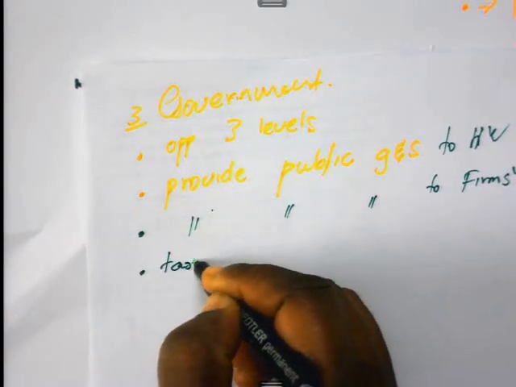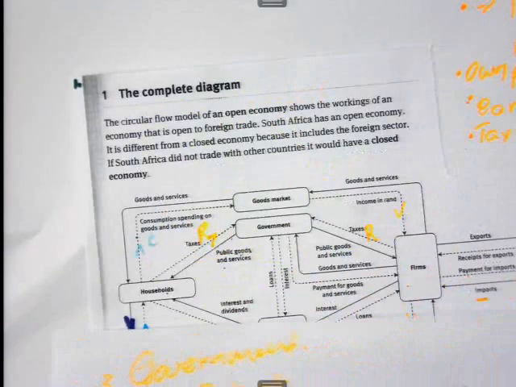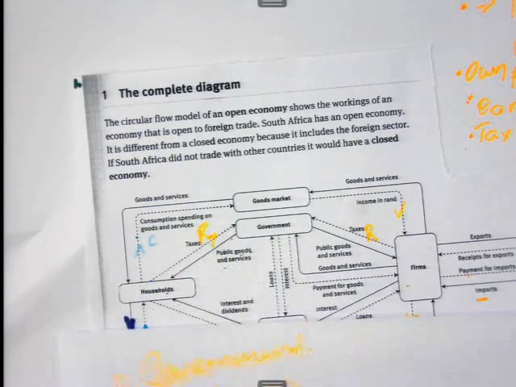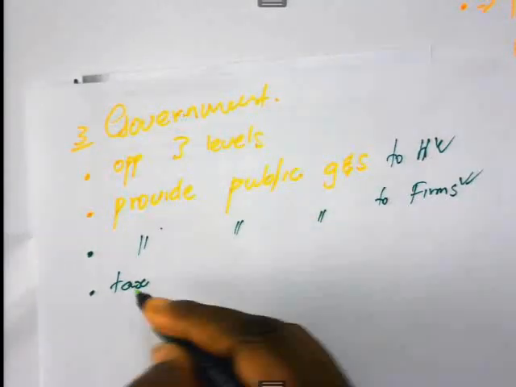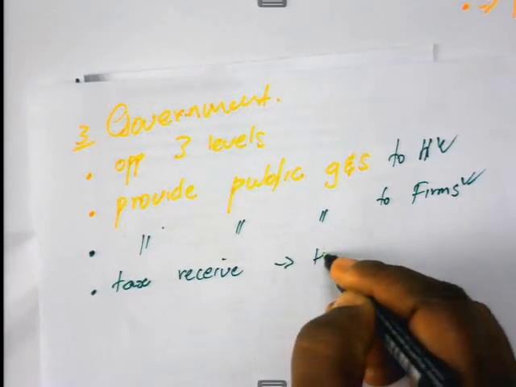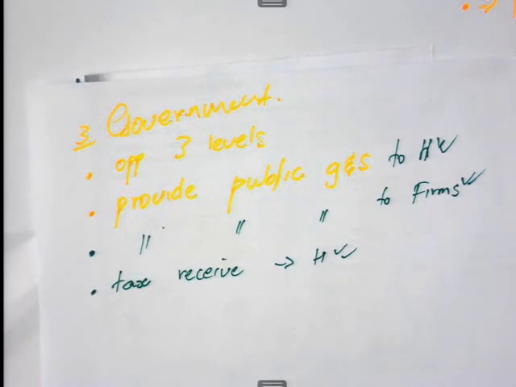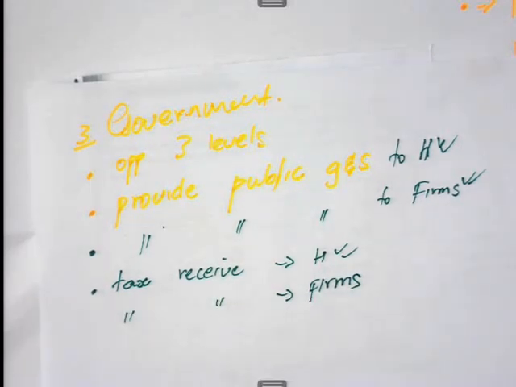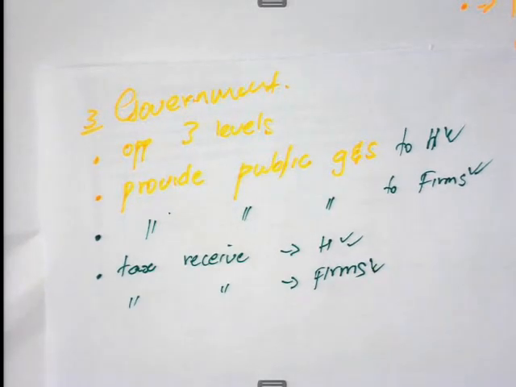Let's go to tax now. There's a flow about tax from participant firm as well as participant household. So you also have to be specific. The government receives tax from household. It's 2 marks again. You repeat the same sentence, but now you must talk about a different participant, which are the firms. The government receives tax from the firms. Then you score another 2 marks. If you check under this subheading, you've scored already 8 marks.